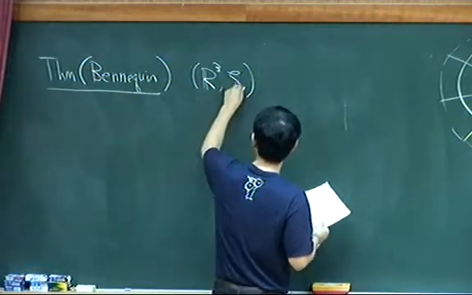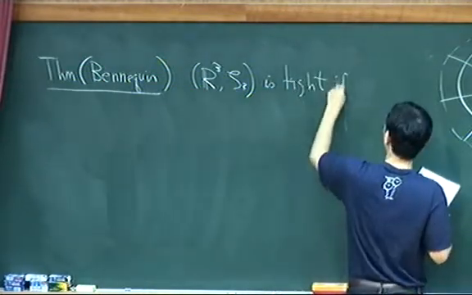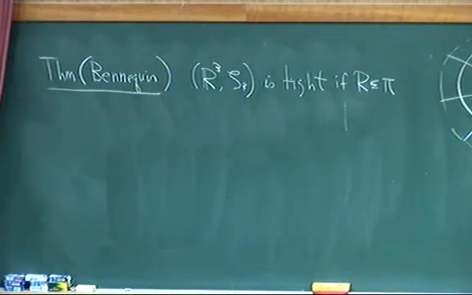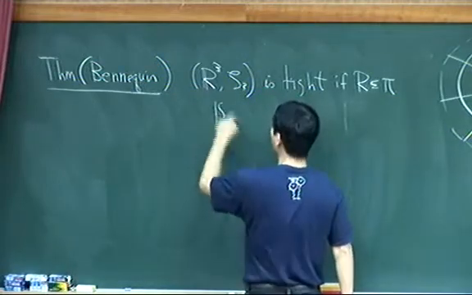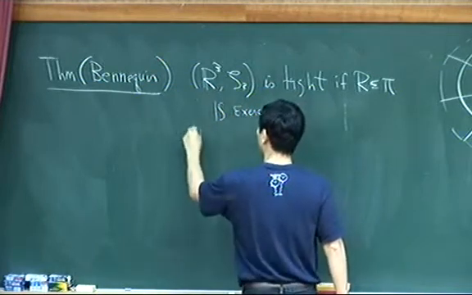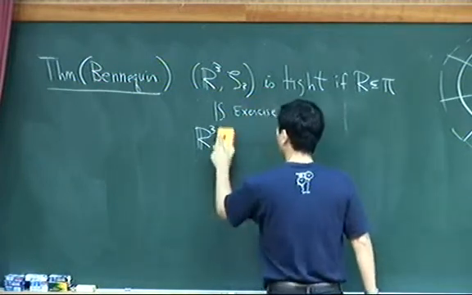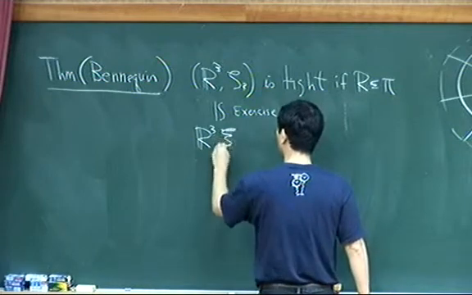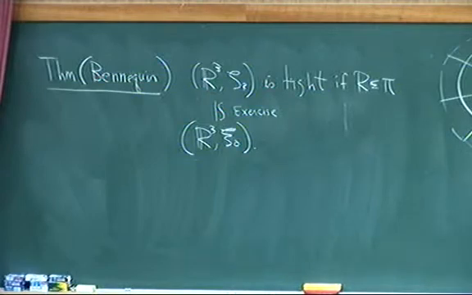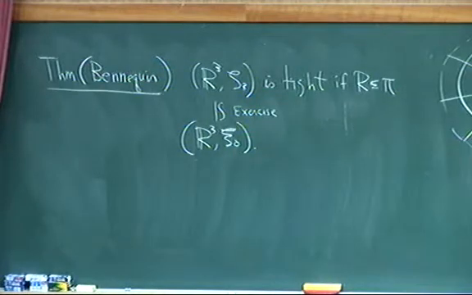Okay, so Bennequin's theorem is that this is actually tight if R is less than or equal to pi. And one exercise you might want to do if you're bored is to show that this is isomorphic to R3 with the structure I had before, R3 with xi_0. That was the standard contact structure that I wrote down, and the standard contact structure is tight by Bennequin's theorem. So this is actually quite non-trivial.